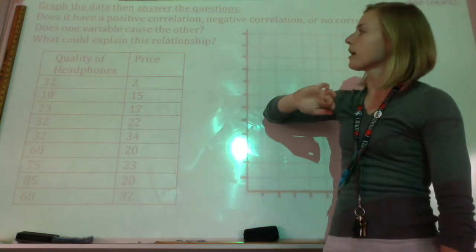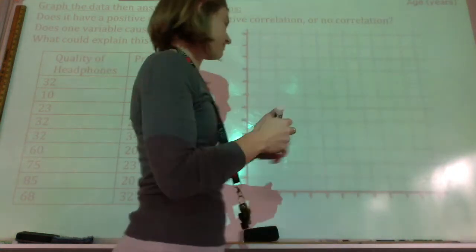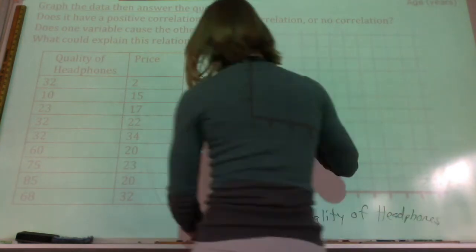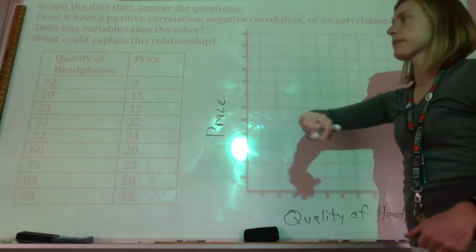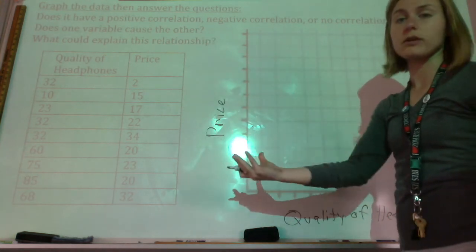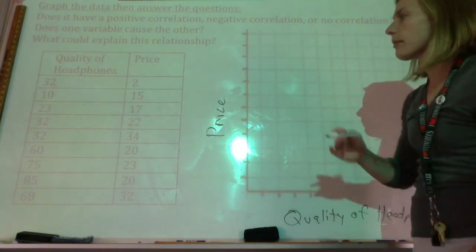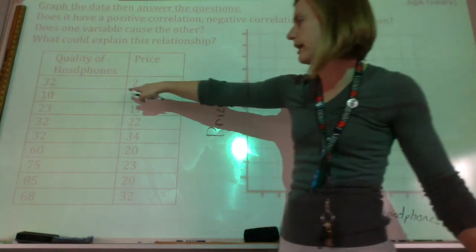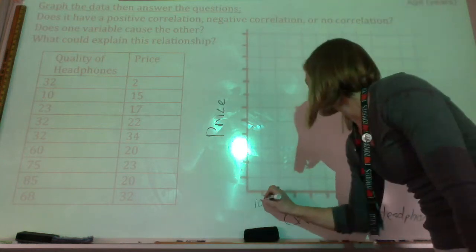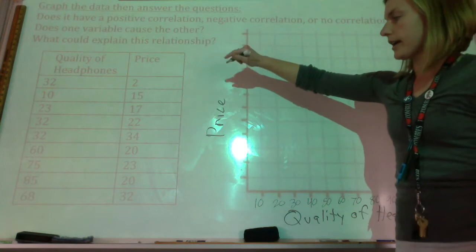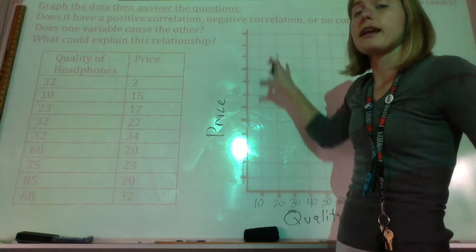So if we're going to be plotting this, we have the quality of headphones versus the price. So let's set up our graph. So I put quality of headphones on the bottom, price on our y, because quality of headphones comes in the first column and x always comes first. Then we need to set up essentially how much we're going to go up. So I'm looking at it, and quality of headphones tends to range from 10 to 85. So I'm thinking maybe I can go up by 10s. Then for price, since it goes from 2 to 35, and I have a good amount of space, I think I can fit it on so that every one is 5.